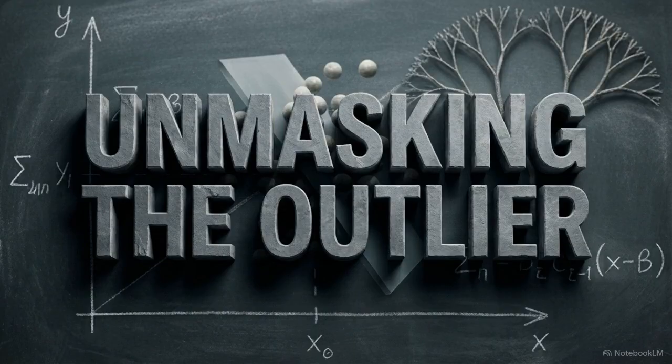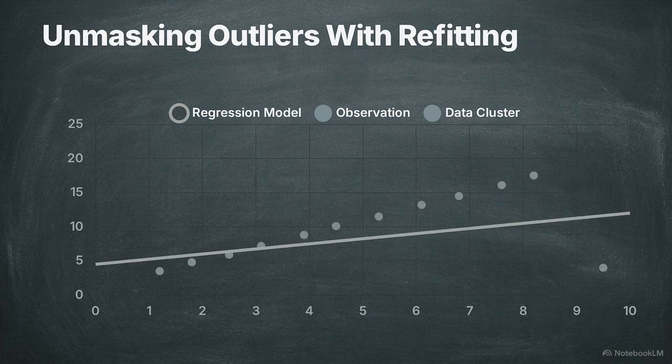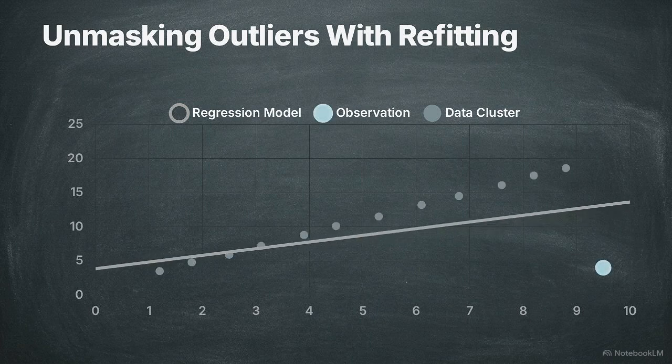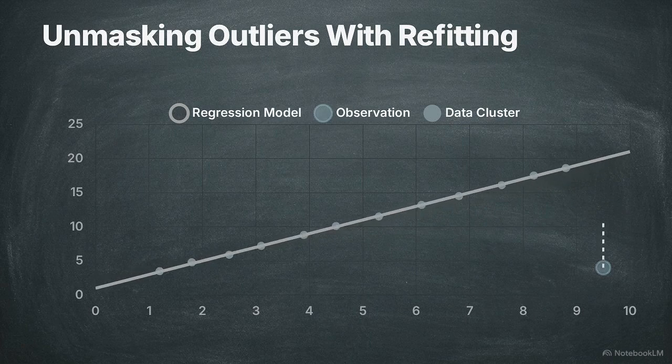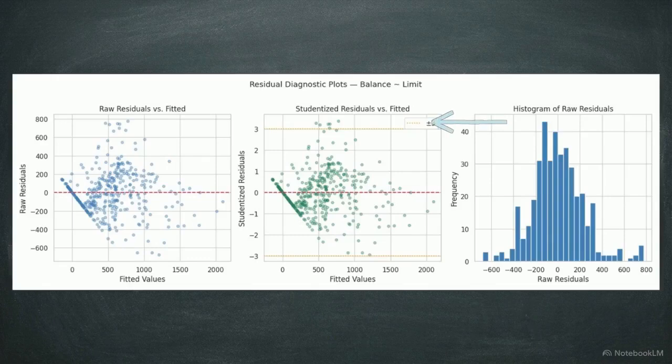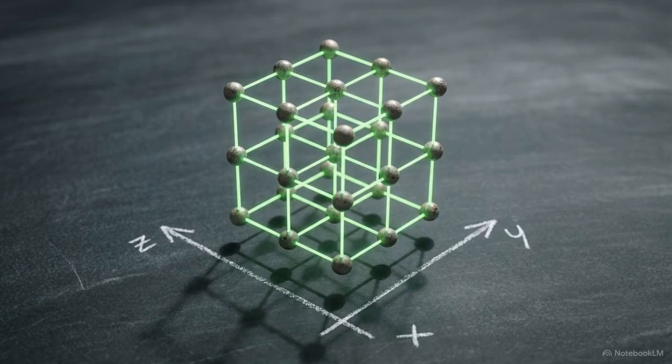The solution is the externally studentized residual. This algorithm refits the regression model from scratch, while leaving out the observation in question, yielding a metric that reveals how unusual that specific point truly is. These diagnostic plots reveal the true variance of the dataset. In the middle panel, studentized residuals versus fitted values, the dashed orange lines represent plus or minus 3 standard deviations. We flag any point beyond these boundaries as a structural deviation. By unmasking the data's true shape, we can safely project our model into higher dimensions.